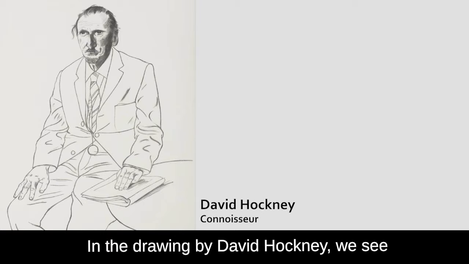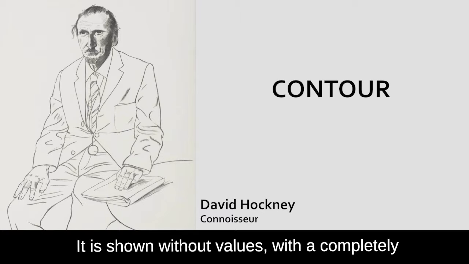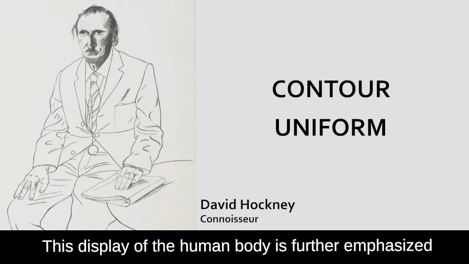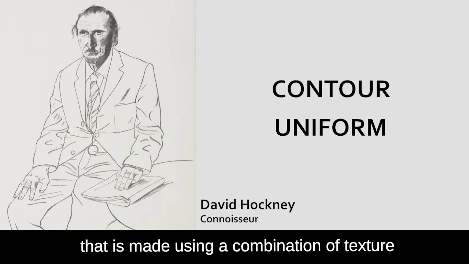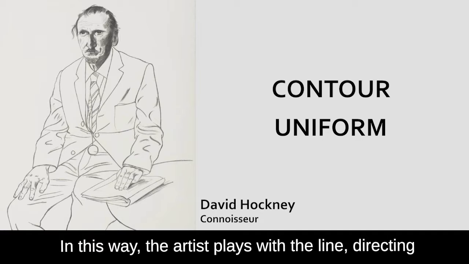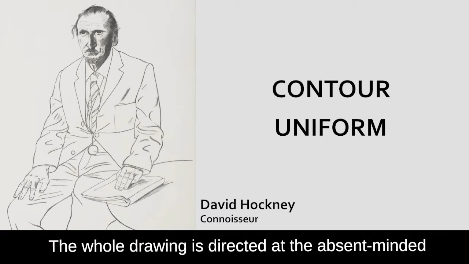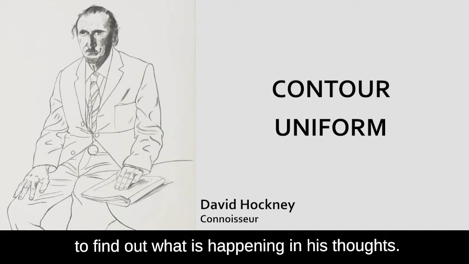In the drawing by David Hockney, we can see that the contour line dominates. It is shown without values, with a completely uniform stroke and intensity. This display of the human body is further emphasized through the emphasis of his face, and the figure that is made using a combination of texture and structural lines. In this way, the artist plays with the line, directing our attention to what he wants. The whole drawing is directed at an absent-minded, wrinkled face of a man and makes us want to find out what is happening in his thoughts.